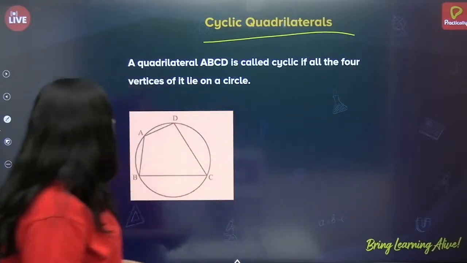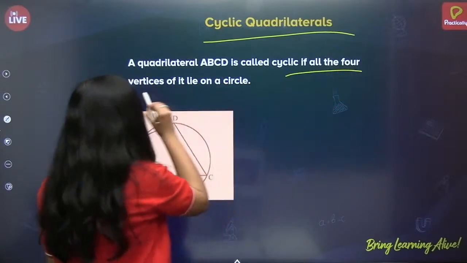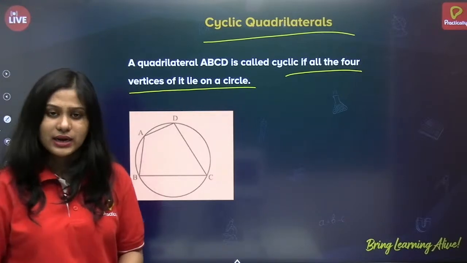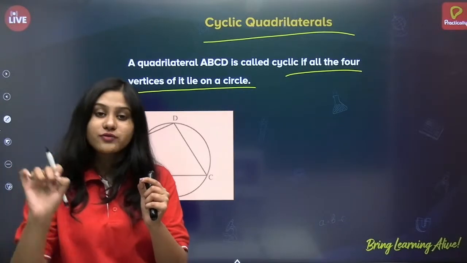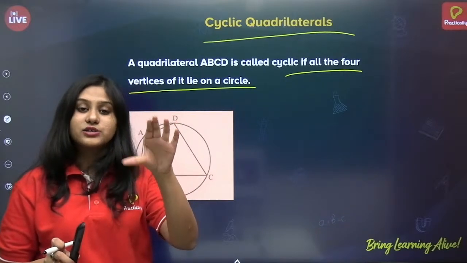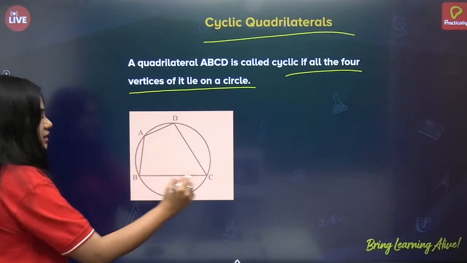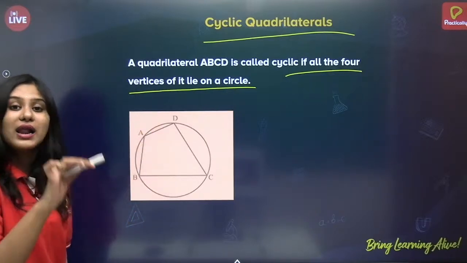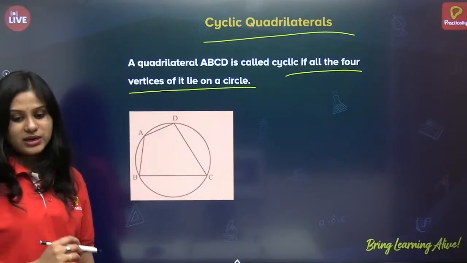Cyclic quadrilaterals. A quadrilateral ABCD is called cyclic if all the 4 vertices of it lie on the circle. Okay, I know what a quadrilateral is, but what is a cyclic quadrilateral? Always remember, all the 4 points of the quadrilateral should lie on the circle, then you say that that quadrilateral is nothing but a cyclic quadrilateral. Okay. So here ABCD is the quadrilateral where its vertices A, B, C and D all lie on the circle. So we say that ABCD is a cyclic quadrilateral.